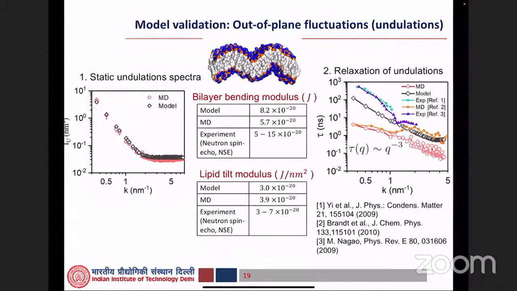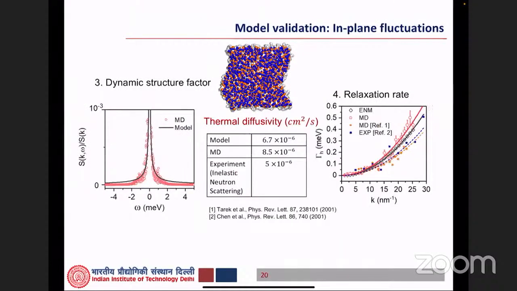And some of the properties like bilayer bending modulus, lipid tilt modulus, and relaxation of the undulation. This relaxation of undulations is where I need to account for friction effects. Otherwise, I will not predict them correctly. So all of these, broadly, we were able to match very well with the available data, either from experiments or from molecular dynamics simulations.